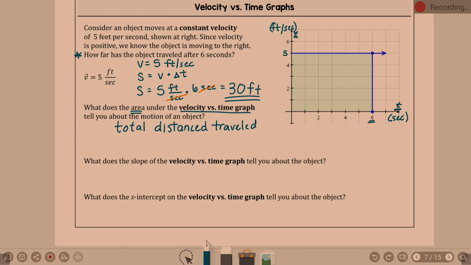And I always feel like I see the distance equals rate times time formula a lot. So you could also relate it to distance equals rate times time, because it's distance traveled and it's velocity times time.